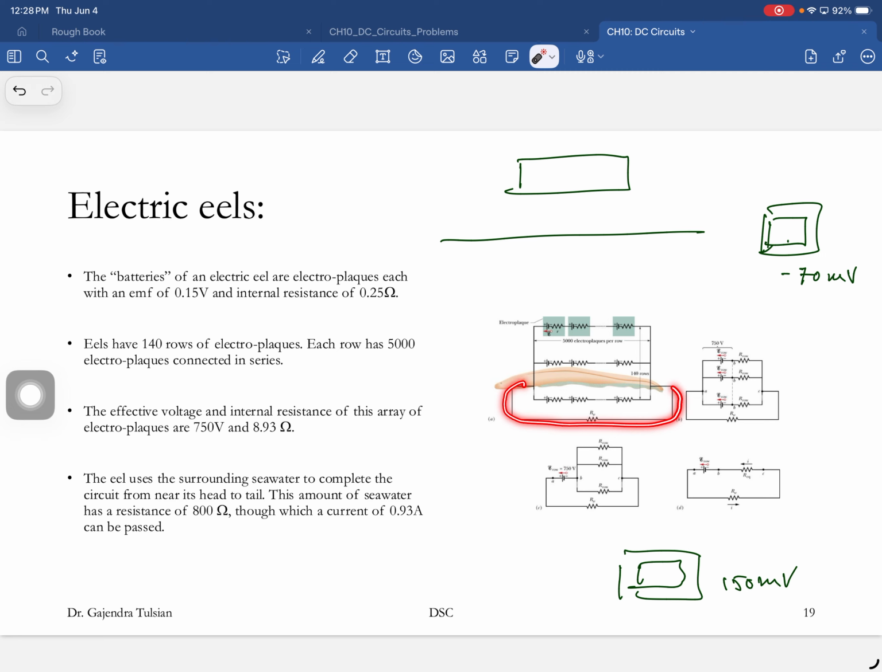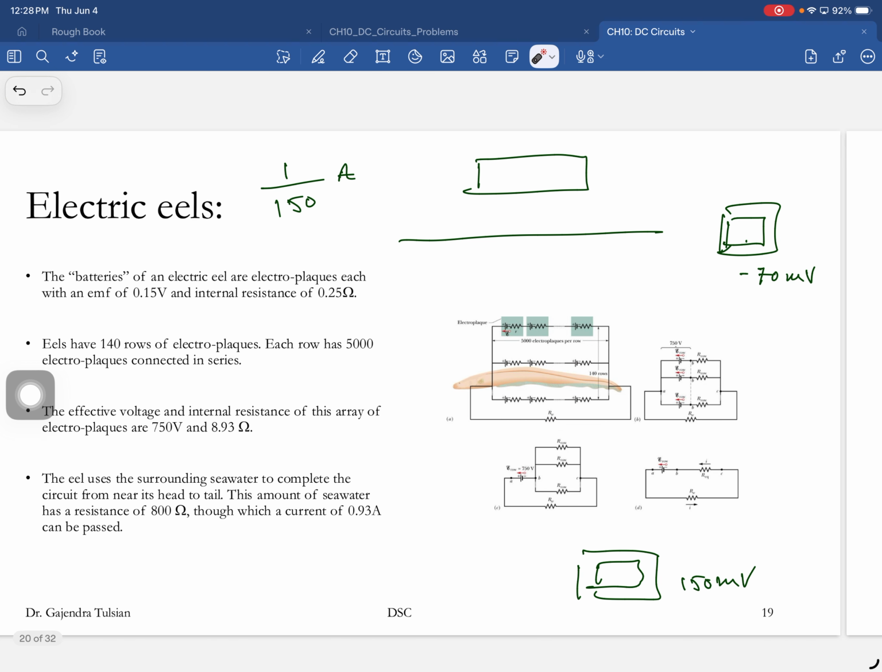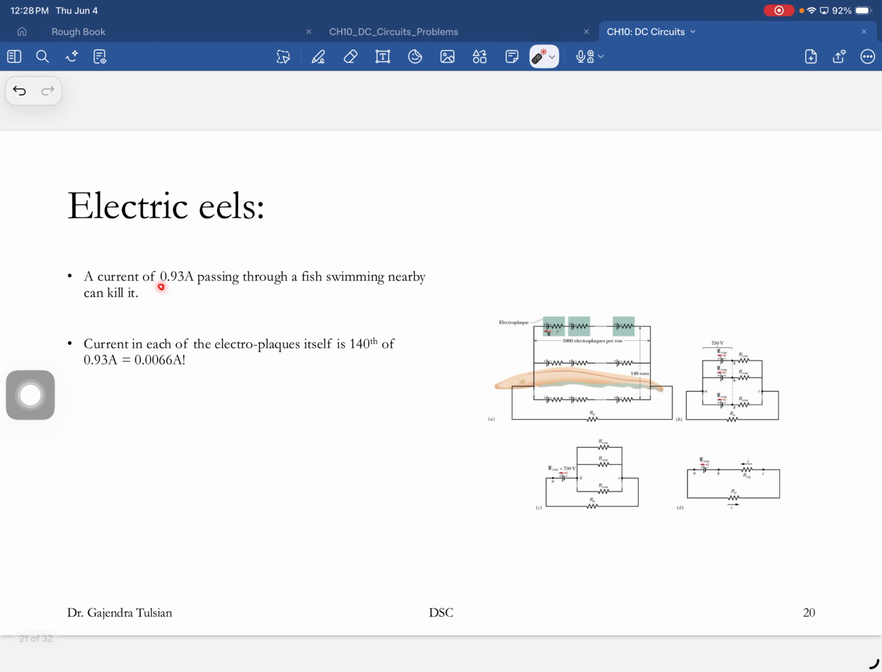And then once the current comes back, what is passing through each branch of the eel is 1/50th of that current, 1/50th of an amp. So this current doesn't do damage to the eel. A current of 1 amp passing through a fish swimming nearby can kill it. Current in each of the electroplaques itself is 1/40th of that, or 6 milliamps.